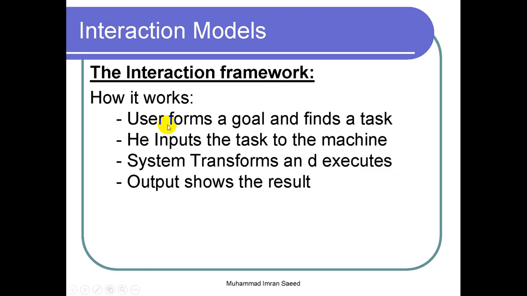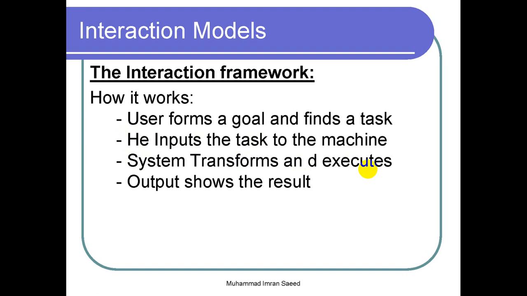How it works: again, the user forms a goal, finds some task to do, and inputs the task to the machine, right? He has to click, he has to speak, he has to write a command, whatever the mode is, but he has to tell the machine, tell the computer, tell the tab, tell the mobile what to do. So nowadays we speak, we articulate, we say something to the mobile and it performs. But in the past, we used to write down the command. In Windows, we used to click or double click. So we input, then the system transforms and executes.